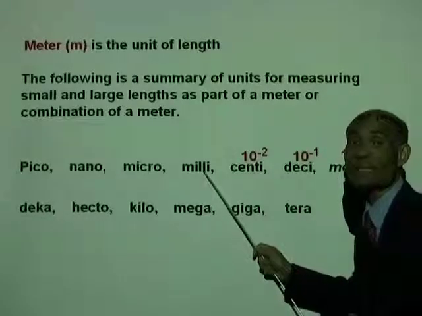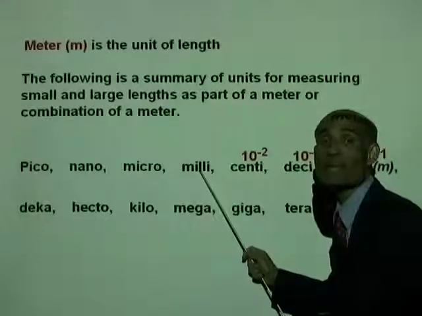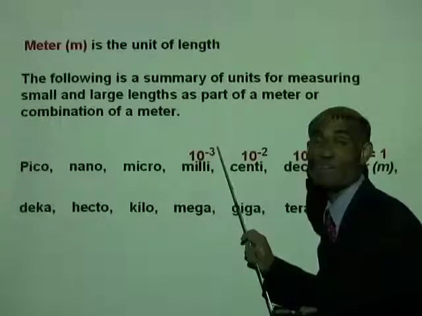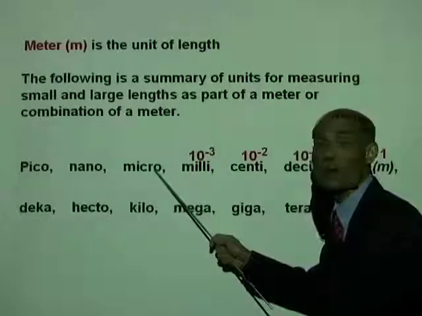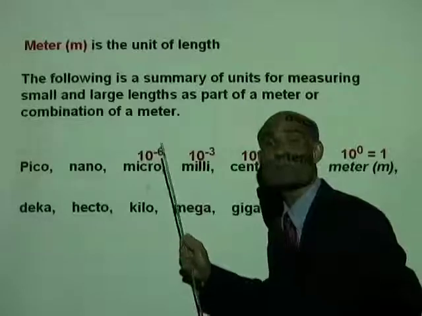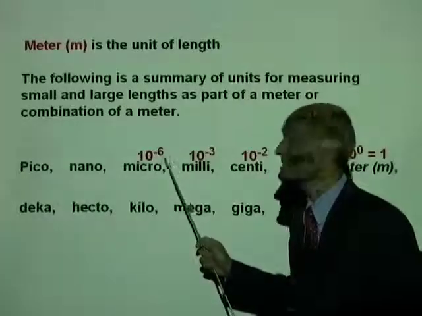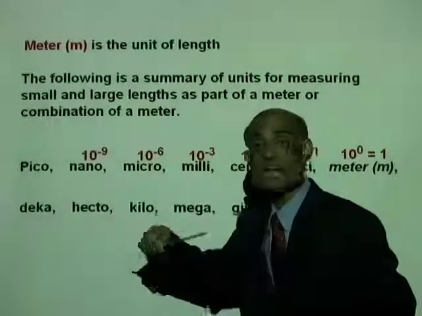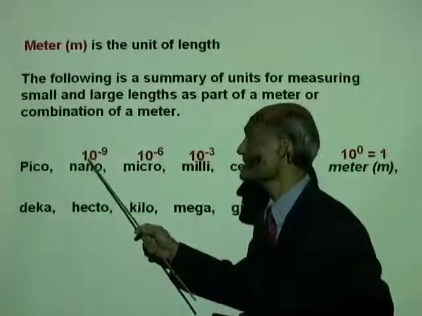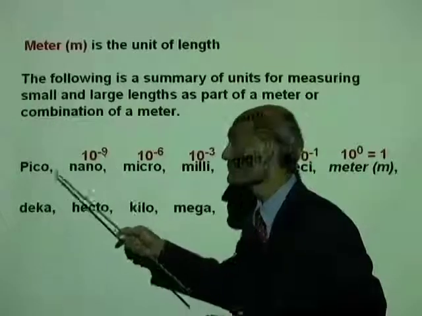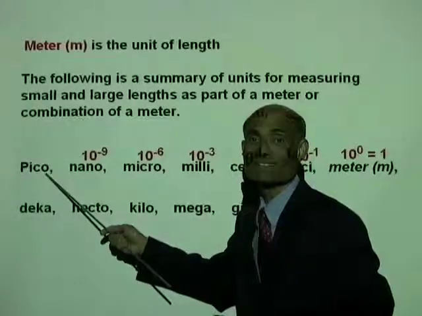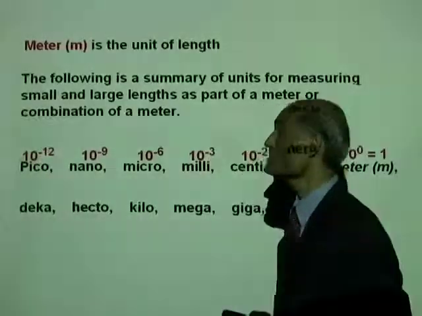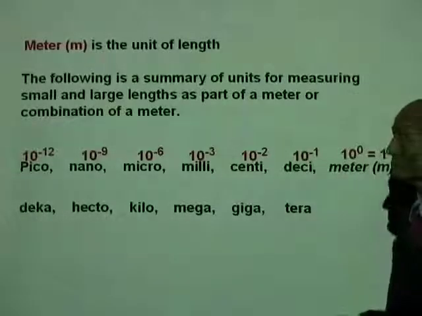How about millimeter? A millimeter is 1,000th of a meter, 10 to the power of -3. A micrometer is a millionth of a meter, 10 to the power of -6. A nanometer is a billionth of a meter, 10 to the power of -9. And how about picometer? It is a trillionth of a meter, 10 to the power of -12.